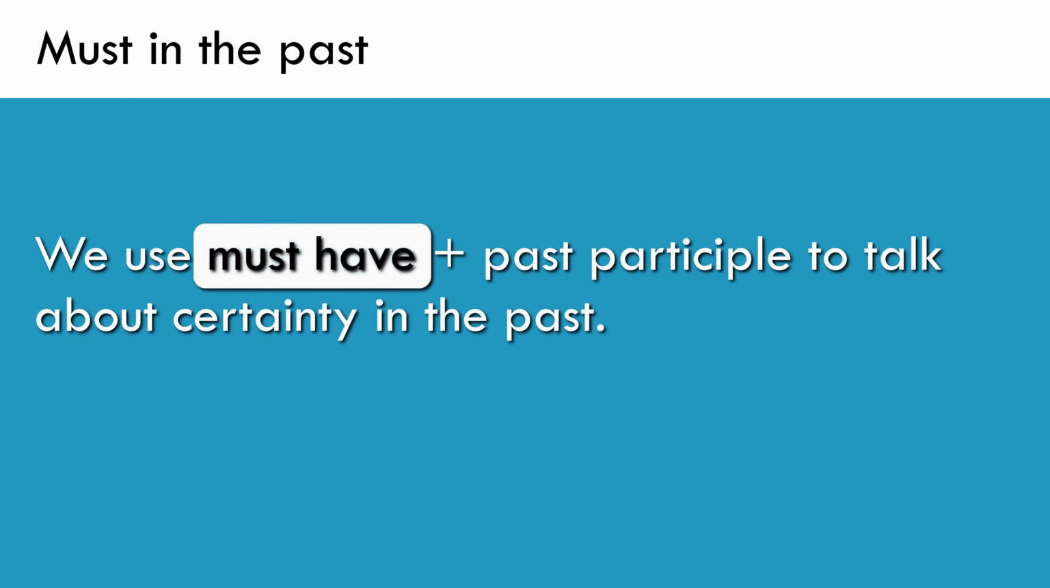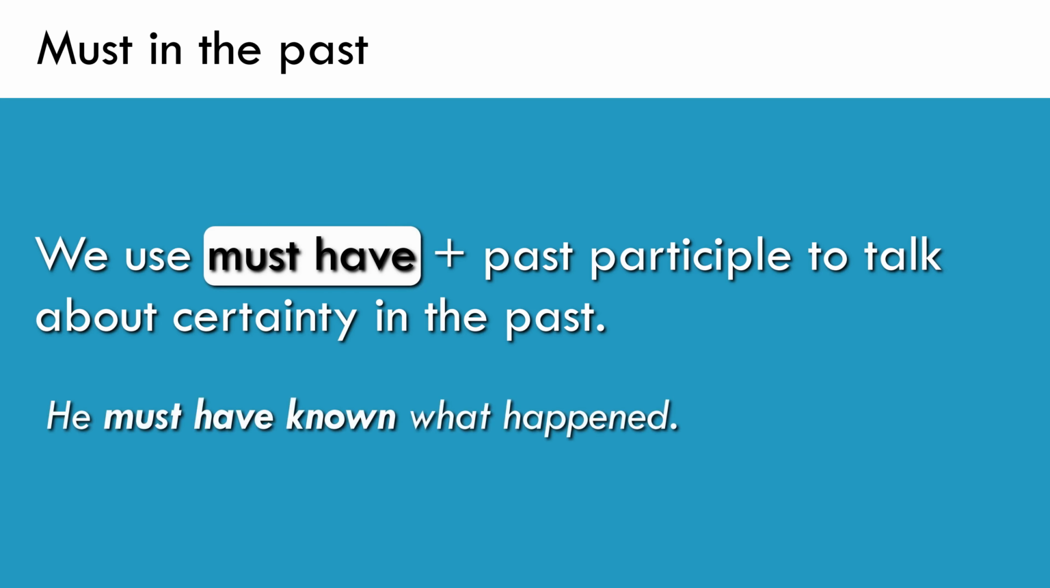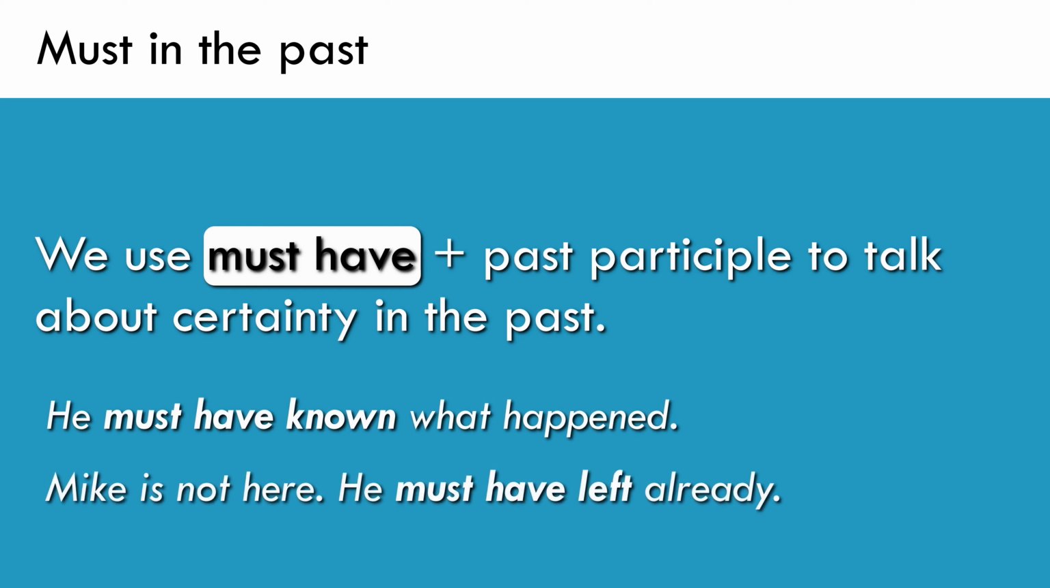We use must have plus past participle to talk about certainty in the past. He must have known what happened. Mike is not here. He must have left already.